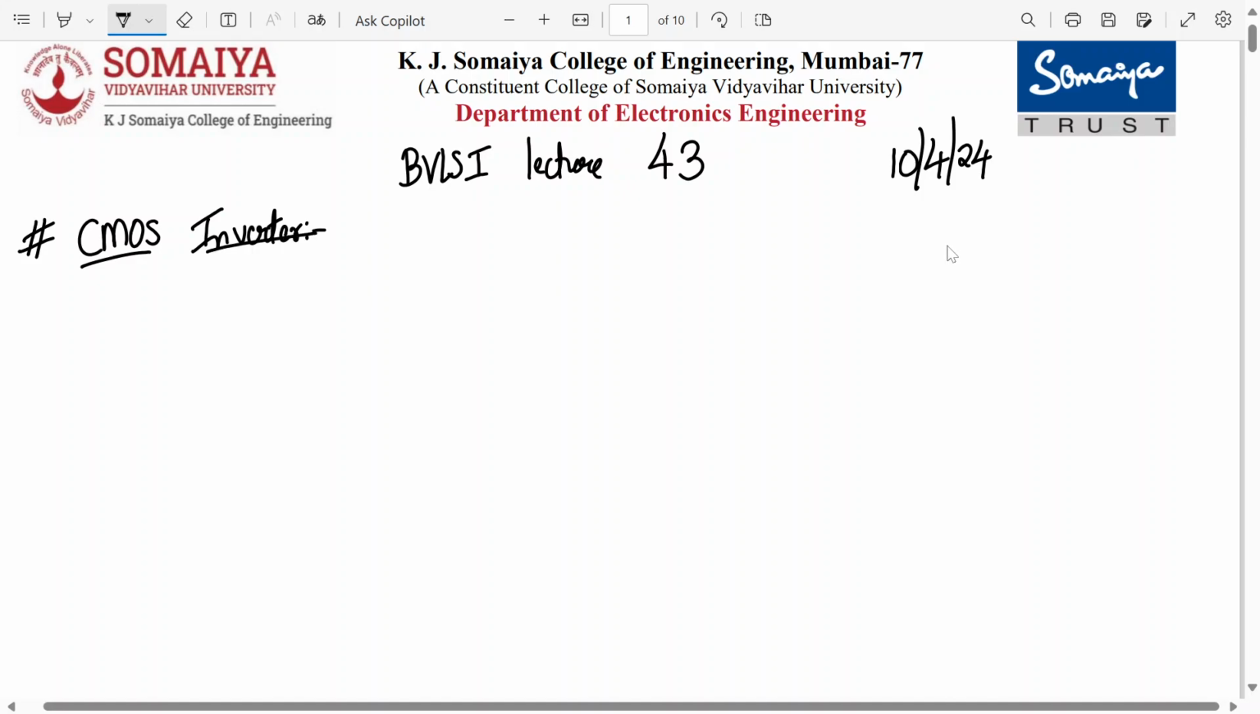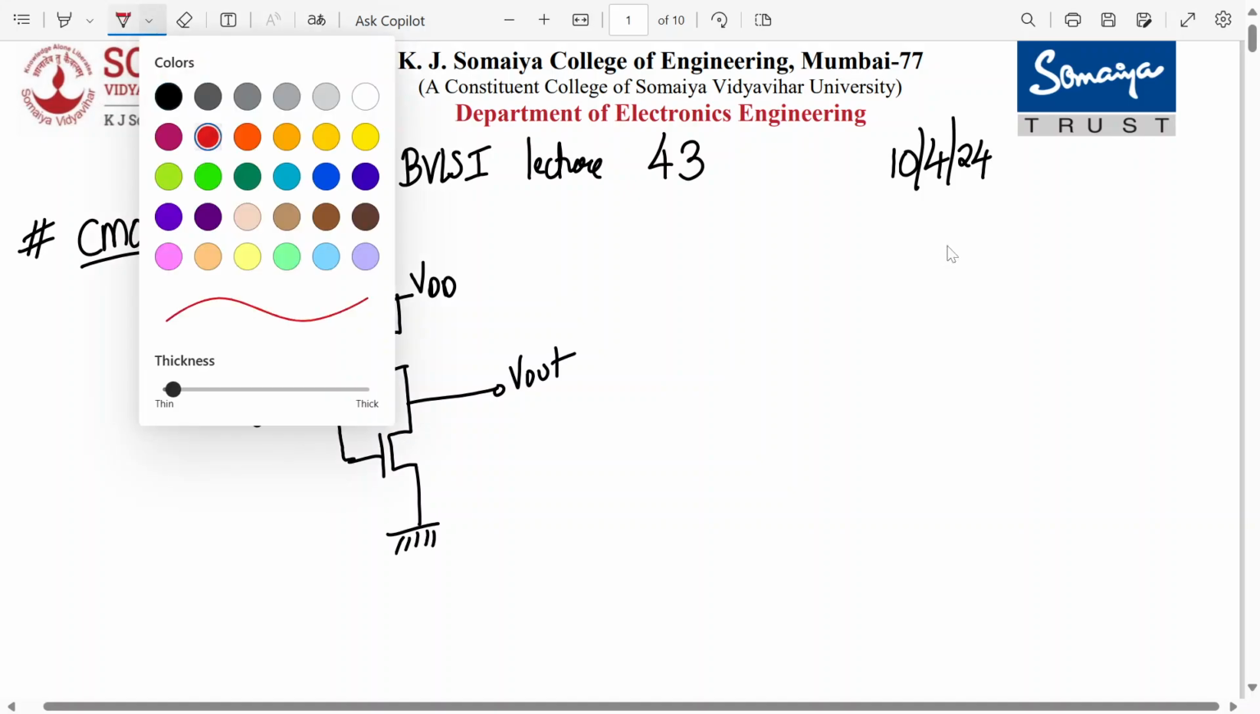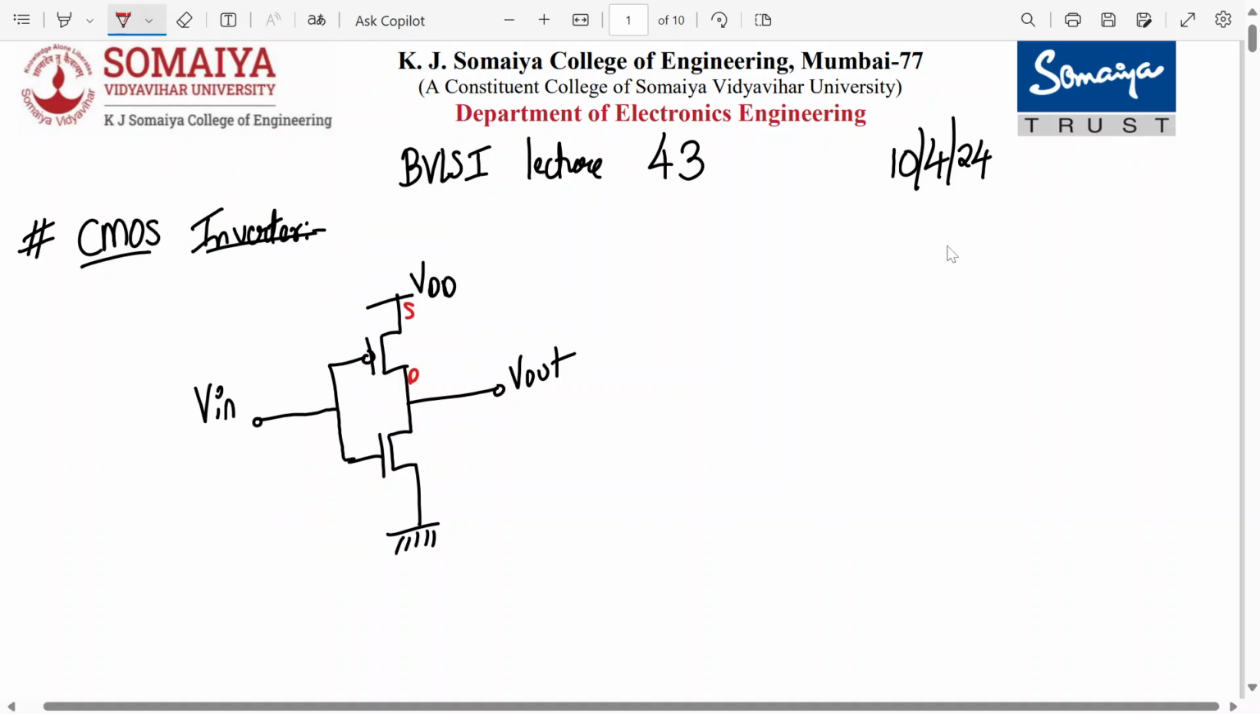So it consists of a PMOS above, and below it you have an NMOS. Both their gate terminals are tied together and given to the input Vin. Both their drain terminals are tied together and given to the output. The source terminal of the PMOS is connected to VDD, and the NMOS source is connected to ground. So this is source, drain, source, and these are the gate terminals.